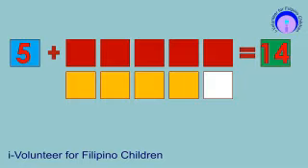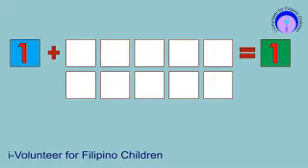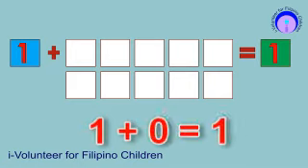This will be our lesson for today. In this video, the early learner will be guided on how to count and add at the same time using blocks. In this slide, 1 plus blank is equal to 1. This means that the white blocks represent 0.